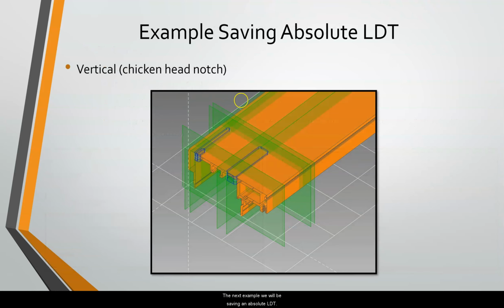For the next example, we will be saving an absolute LDT. We will be using vertical W75, 5691 as the example, and we will be saving a chicken head notch. More specifically, this 2 7/16 inch win load notch.